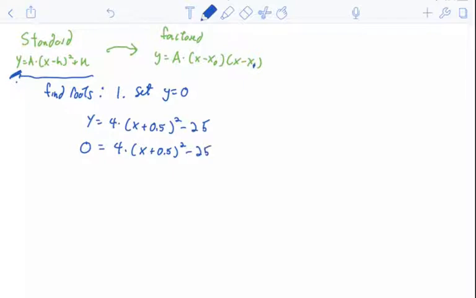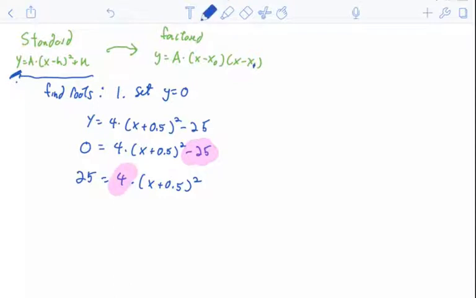Solving this equation is actually pretty easy. Do not expand it. If you expand it, you're turning it into the general form. It's actually really easy to find the answer when it's in standard form. All we do is we try to isolate x. So first off, you're going to move this thing to the other side, 25. Okay. And now you're going to divide it by 4.